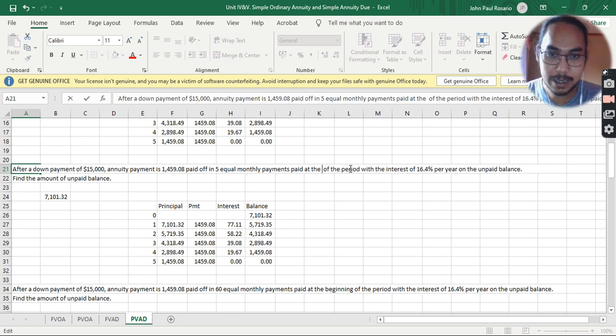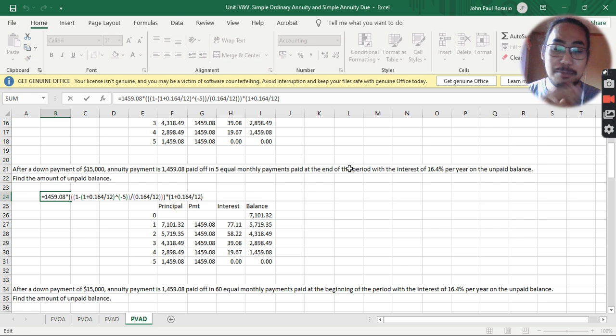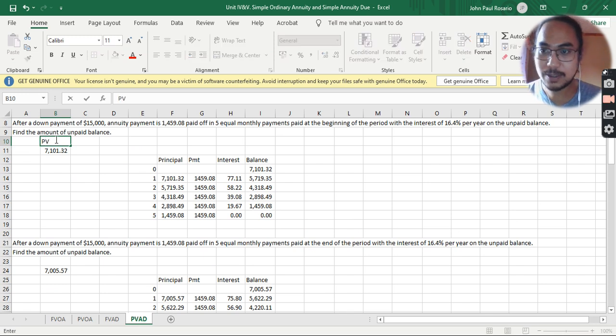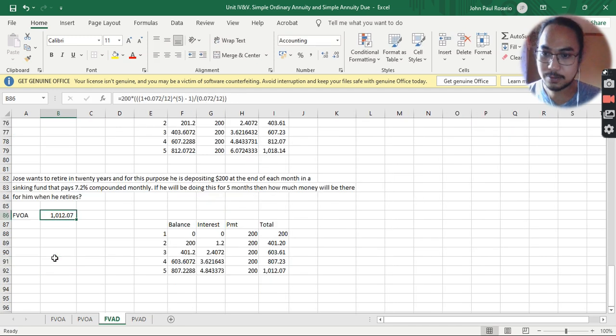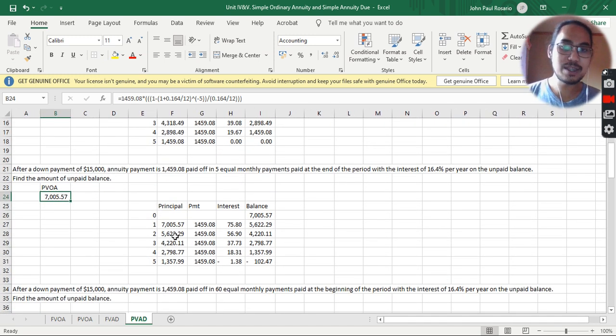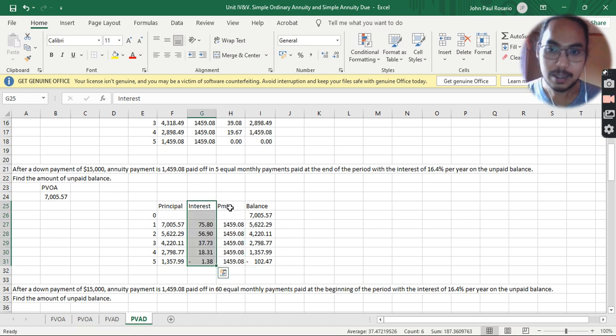At the end of the periods, at the end of the period. So again here, let's start using the formula because that's the quickest way that we can solve this one. Same thing except for this part. We will remove this part because this has now become a present value of ordinary annuity. So let me just be clear here. Present value of annuity due. This one is a present value of ordinary annuity. So with that, our principal is at 705.57. Now, let's move this one.